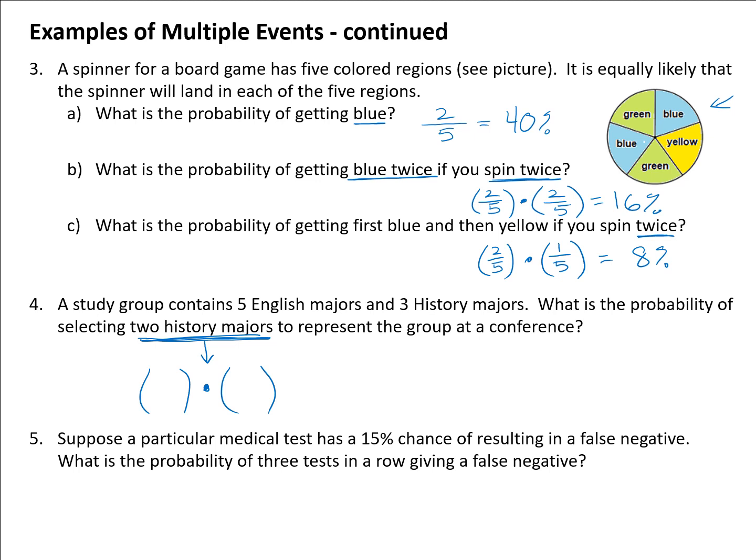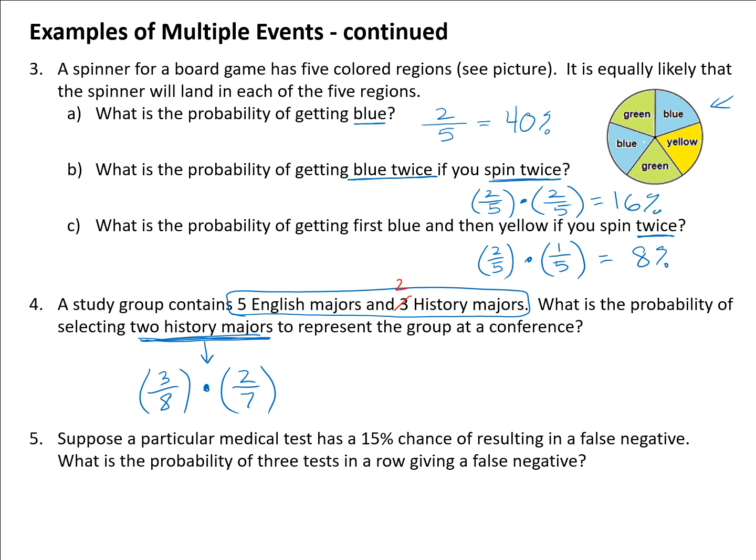Let's think about the chance of the first person being a history major. Well, initially in this group, we've got 3 history majors out of a total of 8 people. However, when we pick that first history major, it wouldn't make sense to pick that same person again. So we now have only 2 history majors and 5 English majors. I started to slash that 5, but technically the English majors haven't changed. What's changed is the history majors. There's only 2 of them out of what's changed, the total, 7. There's only 7 people left to choose from.